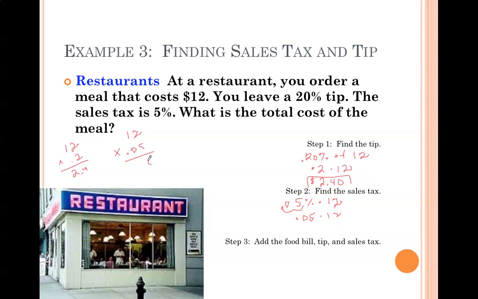5 times 2 is 10. 5 times 1 is 5, plus 1 is 6, 0. And we don't really need to do anything else because it's all going to be zeros. So we need to move it 2 places to the left, our decimal. So our sales tax is 60 cents.